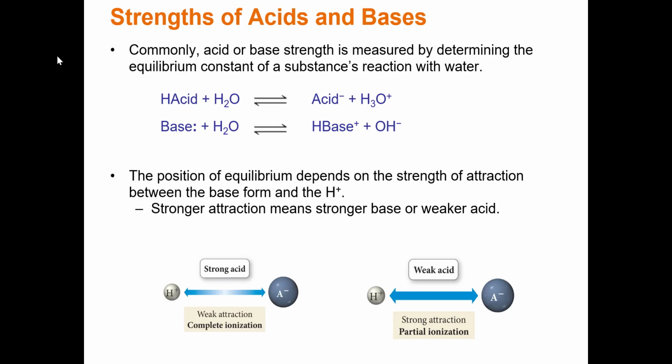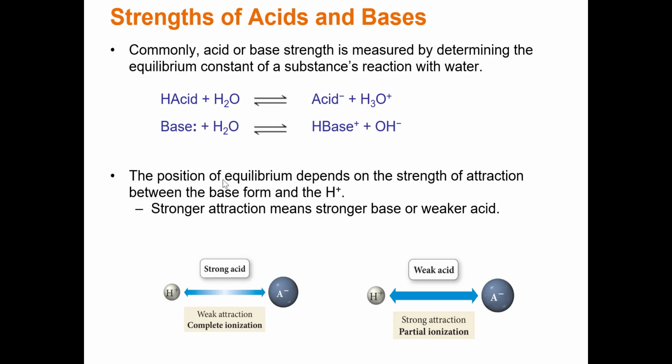So when we look at Ka values, and we'll look at those in more detail not today, but when we return to class, we're measuring the strength of the acid or the base. What this means in terms of the interactions of the molecules is that for a strong acid, we have a weak interaction or a weak attraction between the molecule and the proton.